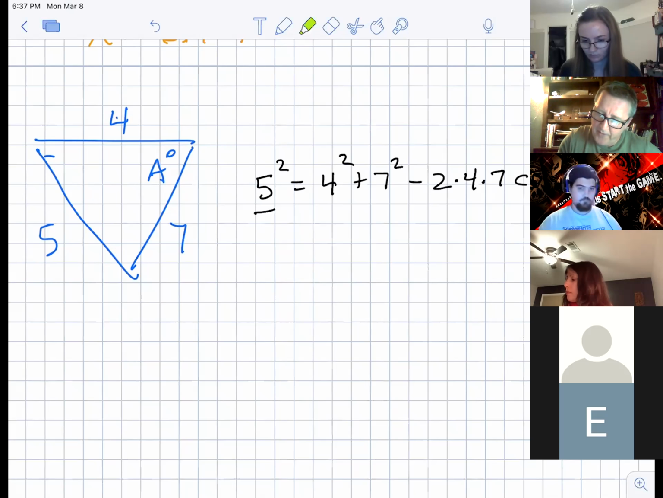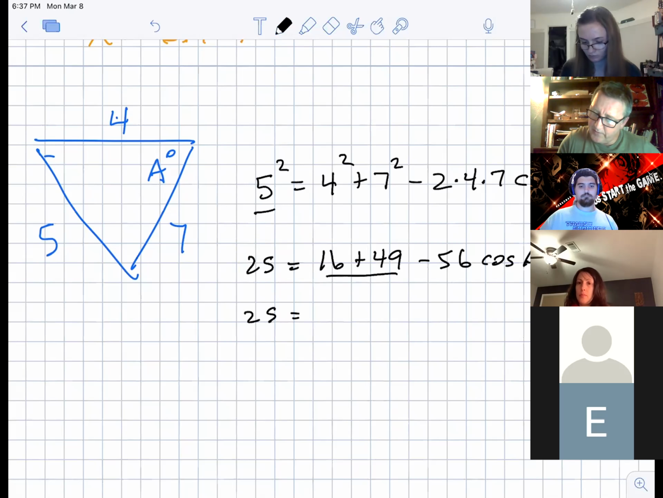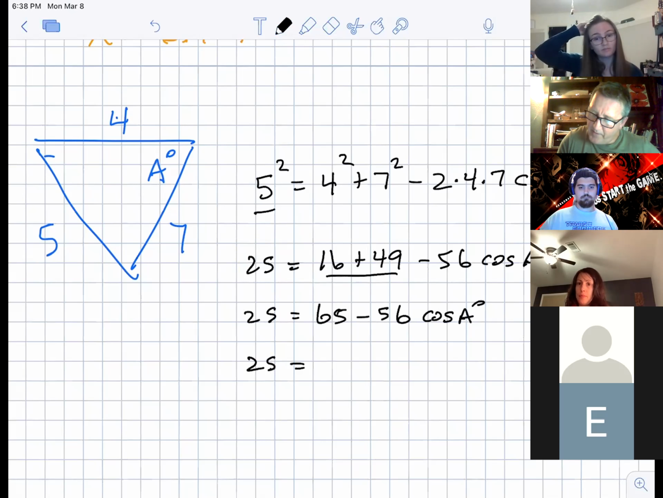So if there's math to do, do it. Like 5 squared is 25. You should certainly do that. And 4 squared is 16. And 7 squared is 49. And 2 times 4 times 7, that's 8 times 7, that's 56. And then I can add these together, and that's 65. And then 65 minus 56 is 9.